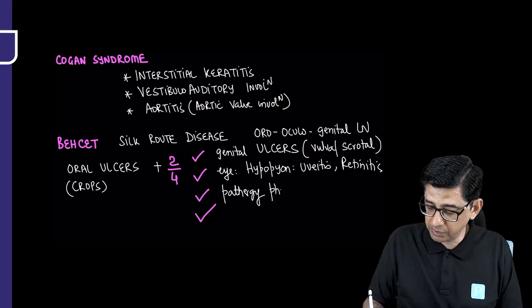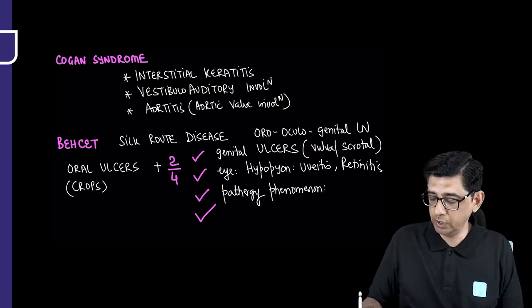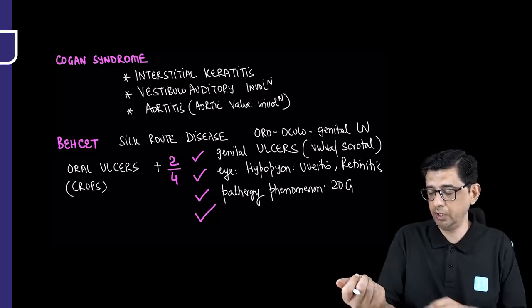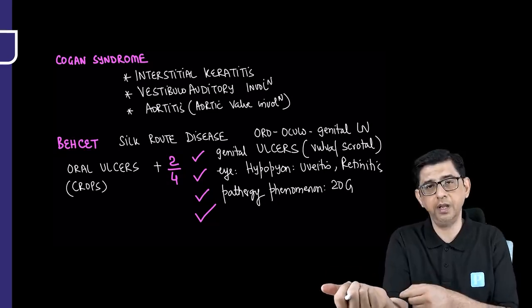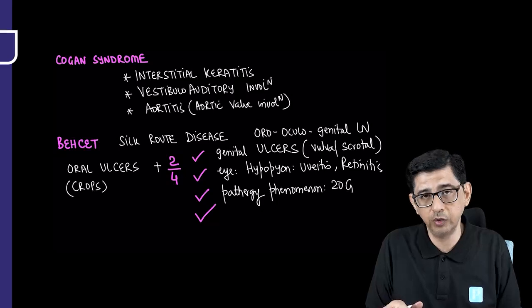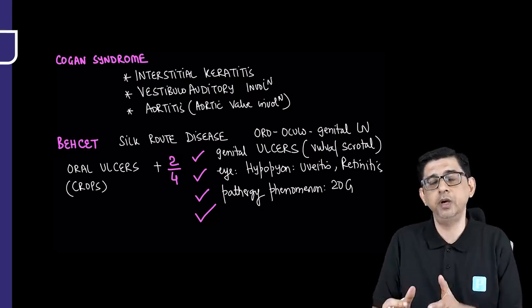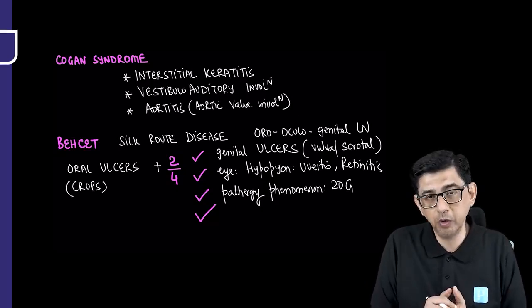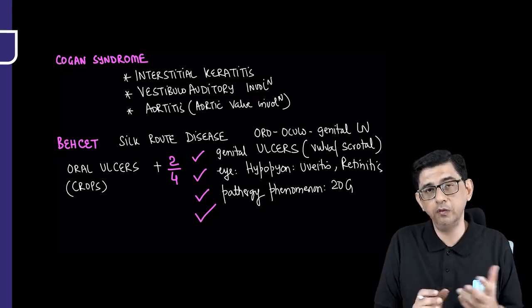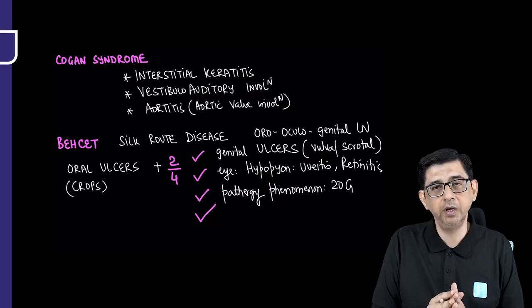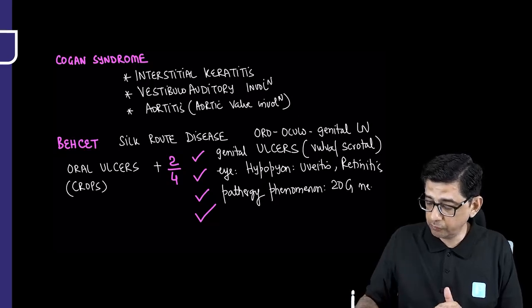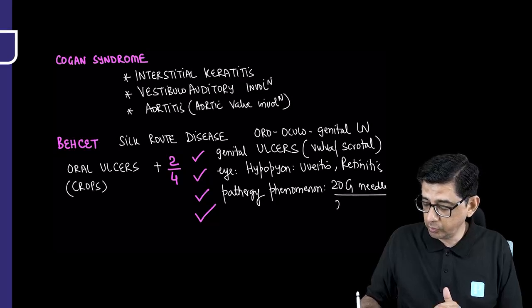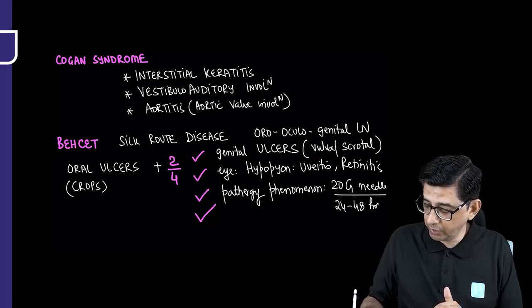And this type 4 hypersensitivity reaction, how would you elicit it? For eliciting the pathergy phenomenon, you will be using a 20 gauge needle and gently making a prick on the forearm. You're not injecting anything into the skin, unlike in the Mantoux test or Lepromin test, where you inject, like in the Mantoux test you inject PPD, that is purified protein derivative, into the forearm and then evaluate after 48 hours. Here you are making a gentle prick with a 20 gauge needle in the forearm of the patient, and after 24 to 48 hours, when you re-evaluate the forearm, you will be able to see a sterile pustule.